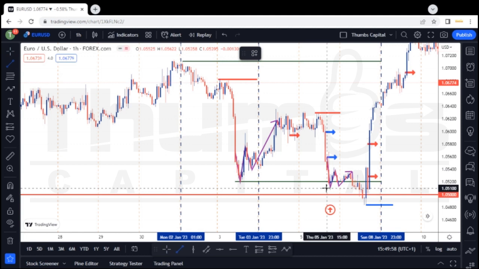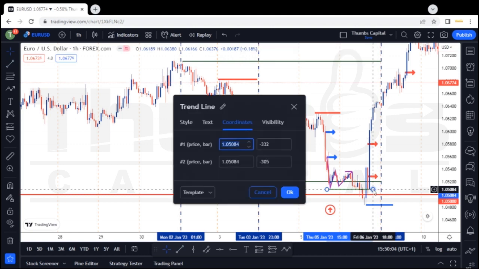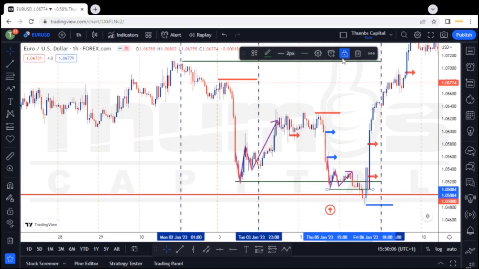If you are new to the channel and don't understand this, you need to watch our liquidity video and our ultimate reversal pattern video for better understanding of the reversal setup.